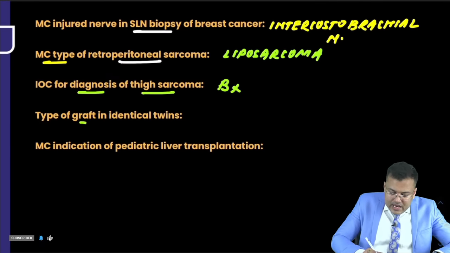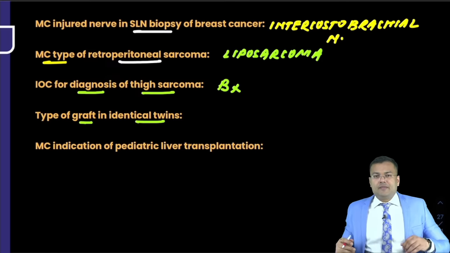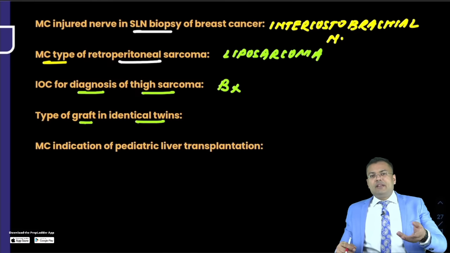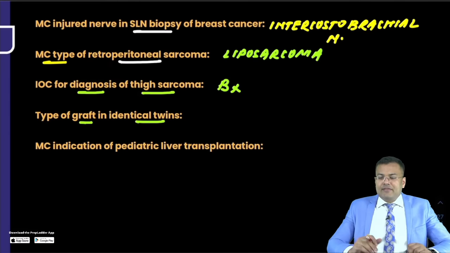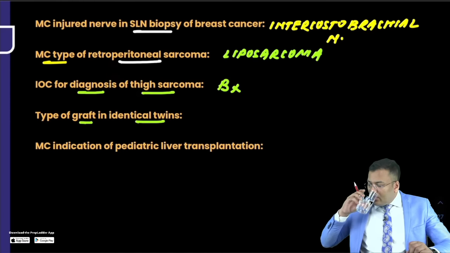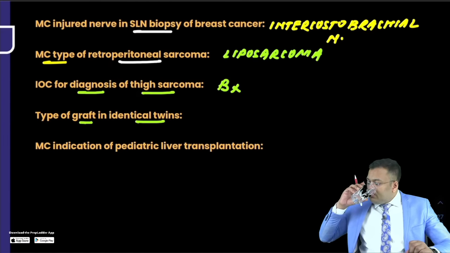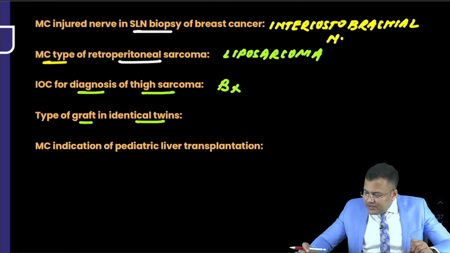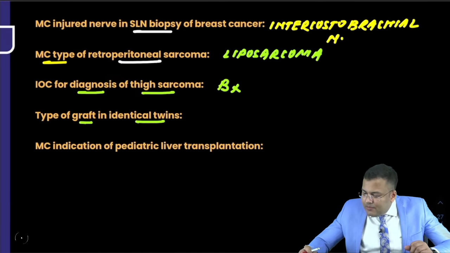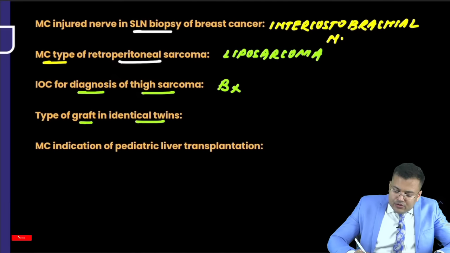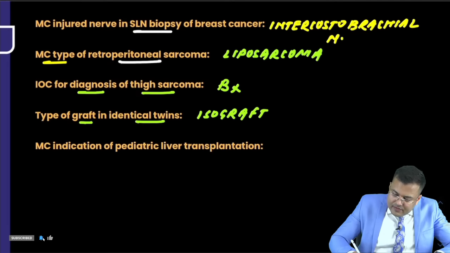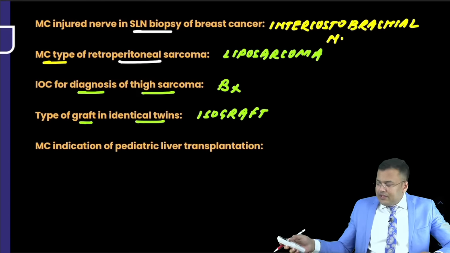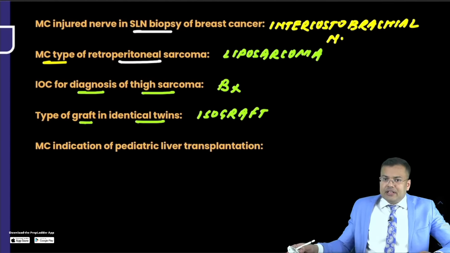What is the type of graft in identical twins? If one twin gives the graft to another one, type of grafting in identical twins, tell me. First person to reply, Appu. Yes, it is isograft. Okay, guys.